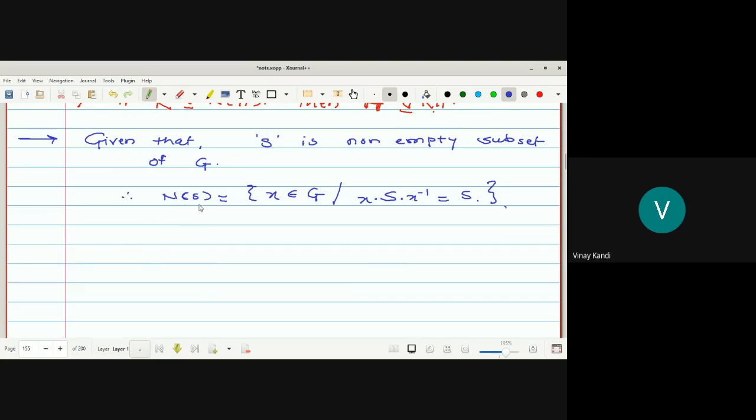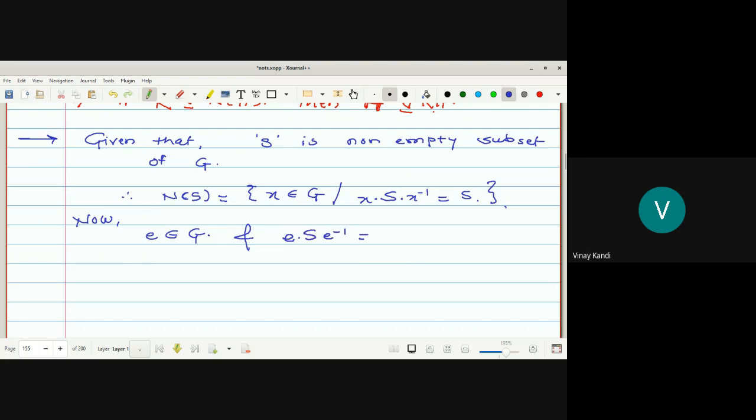Okay, this one is capital S. Normalizer of a capital S, N of S, is non-empty. Why? Now look at it. If small e belongs to G, the identity element of that group G belongs to the set G, and the identity element e commutes with each and every element of set S.